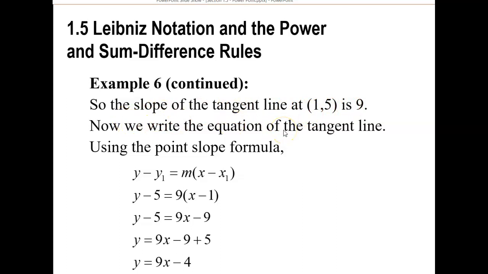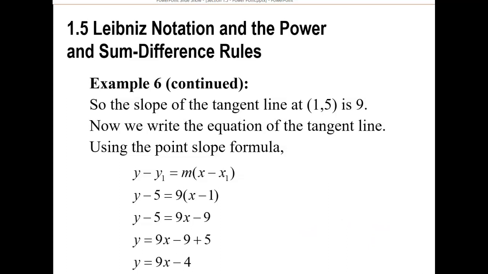Now we're going to write the equation of the tangent line using our point slope formula. You could also use slope intercept, plug in x, y, m, solve for b. That's fine. You'll get negative 4 if you do that. I'm just using point slope instead. So the point slope, y minus y1 equals m, x minus x1. So y minus the 5 equals my slope was 9 times x minus the 1. Distributing 9 gives me 9x minus 9. Adding 5 to the other side gives me y equals 9x minus 9 plus the 5. And then that cleans up to be y equals 9x minus 4.